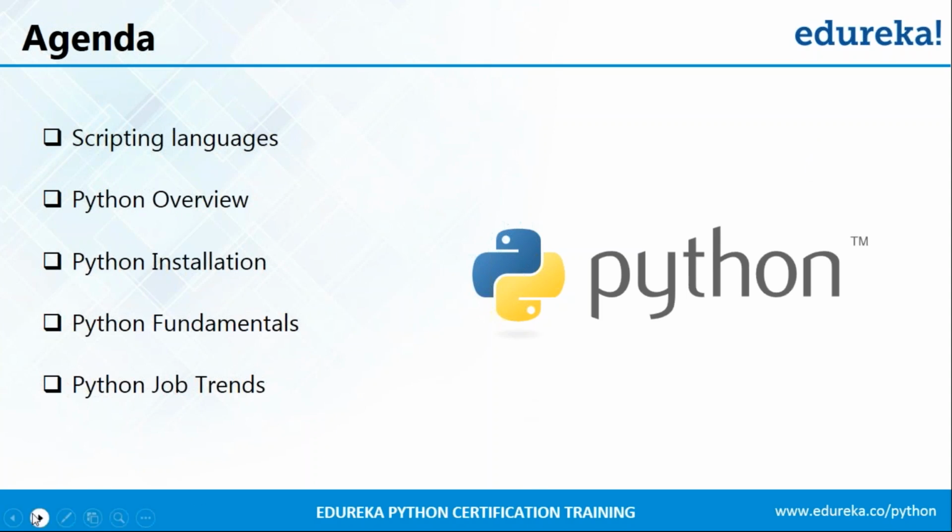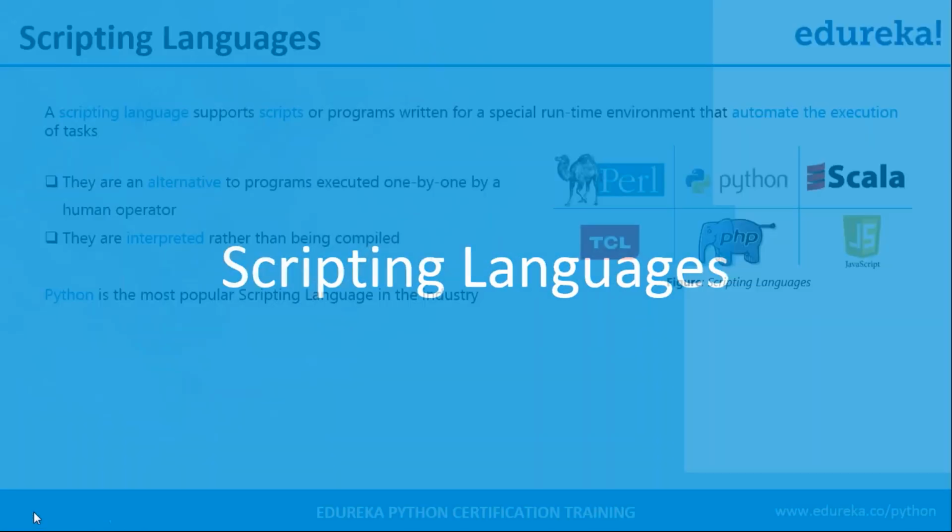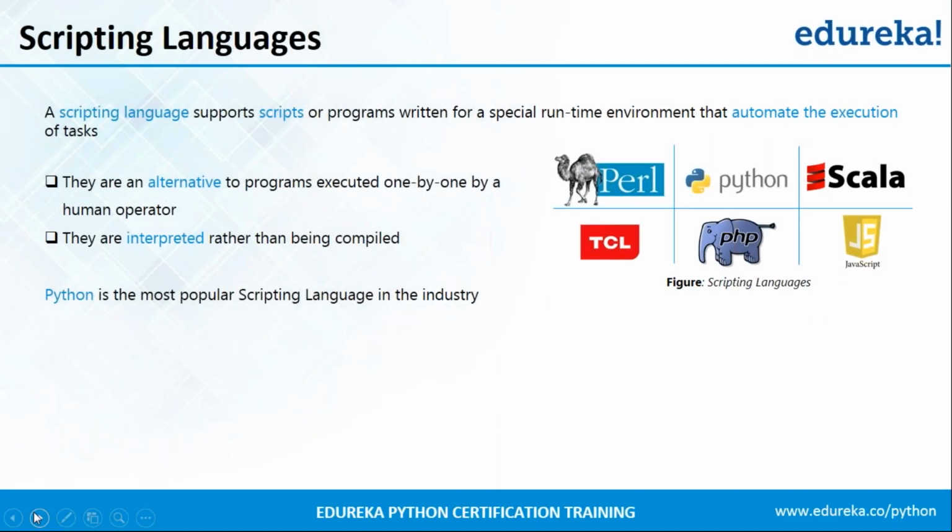So let's begin. Let us first take a look at what are scripting languages. Scripting languages are something that supports scripts. This is a pretty straightforward definition, but in order to understand scripting languages, we should first understand the difference between a script and a program. A program is just a bunch of statements to execute a particular task. It is a block of statements together. And scripts are also used for the same purpose. It's only that you do not need any human operator to run it. If you want to automate something, you can use a script.